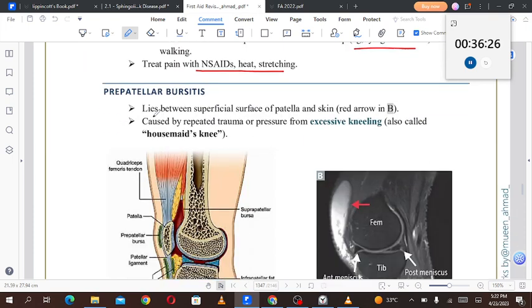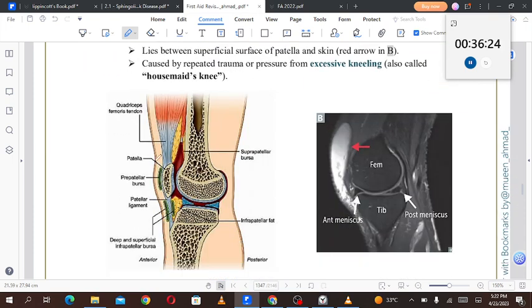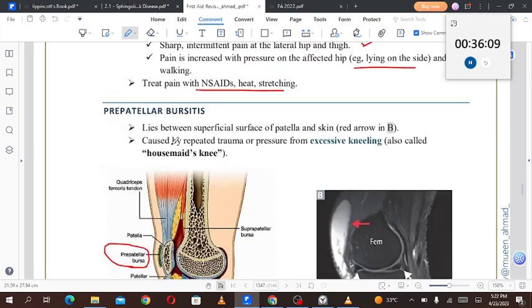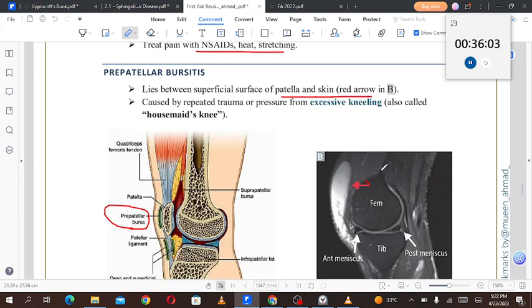Patellar, prepatellar bursitis. The prepatellar bursa is over here, anterior to the patella. If there is a bursa present between the patella bone and the skin, that is called the prepatellar bursa, and inflammation in that bursa will cause prepatellar bursitis. It lies between the superficial surface of the patella and the skin, as you can see with this arrow.